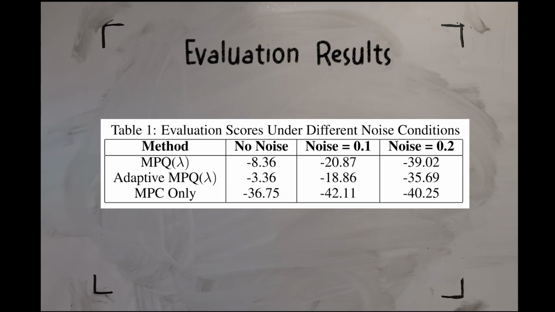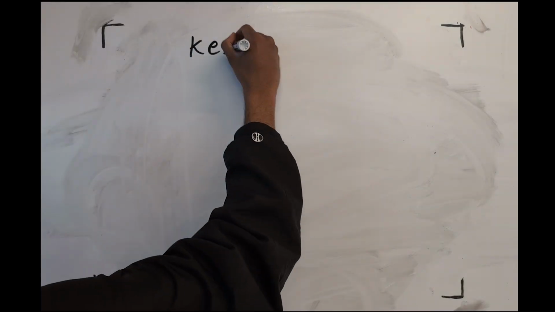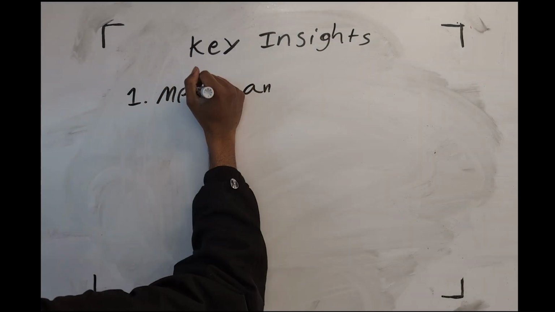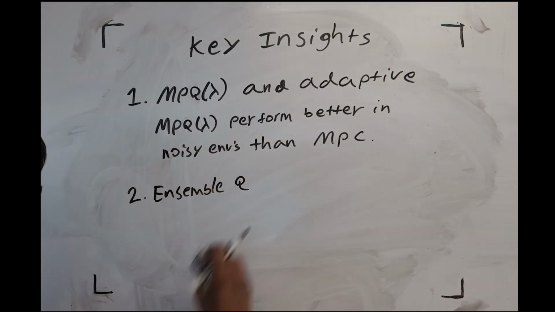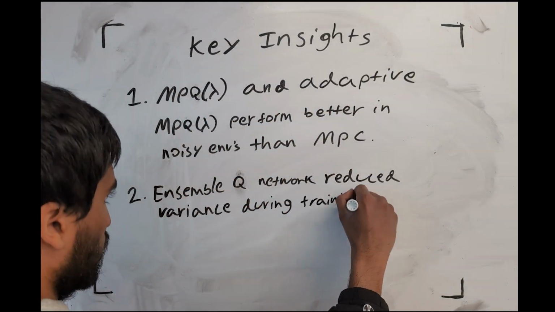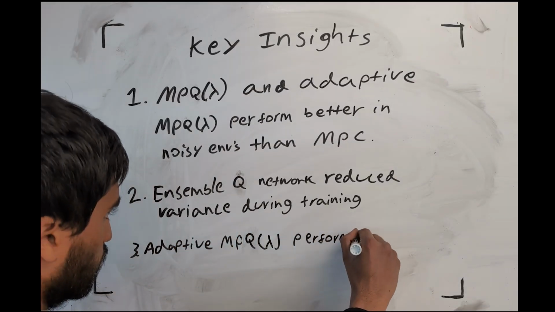As we can see, the adaptive MPQ and MPQ both vastly outperformed using only MPC, especially in the noisy environment. In addition, the adaptive MPQ did slightly better in both the noisy and noiseless environments, indicating that it was an improvement over the previous algorithm. From this, our key insights are that MPQ and adaptive MPQ perform better than MPC, especially in noisy environments. Ensemble Q networks help stabilize the training process, and adaptive MPQ overall generally outperformed MPQ.